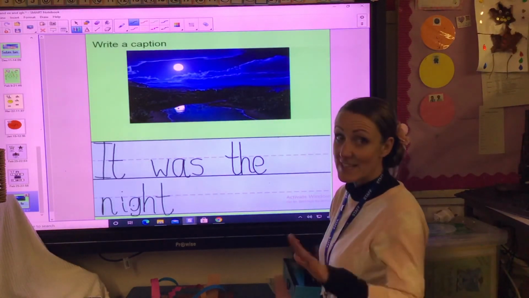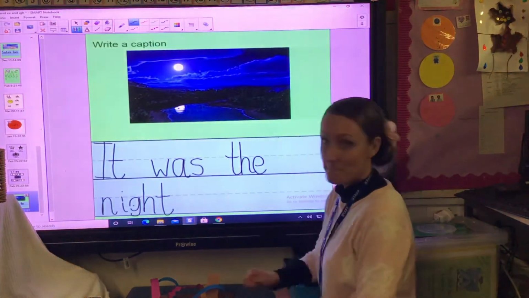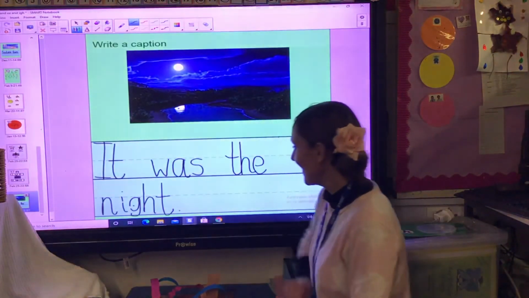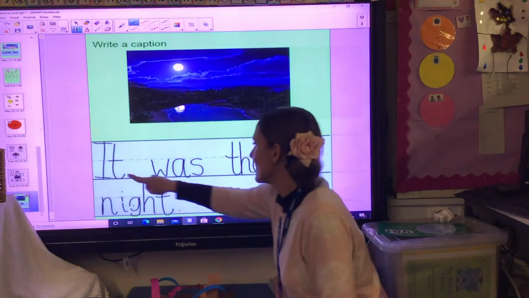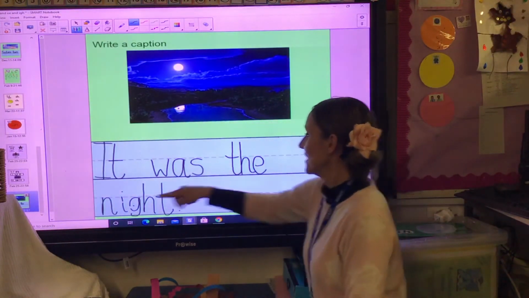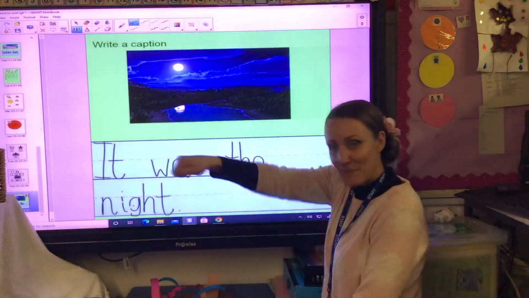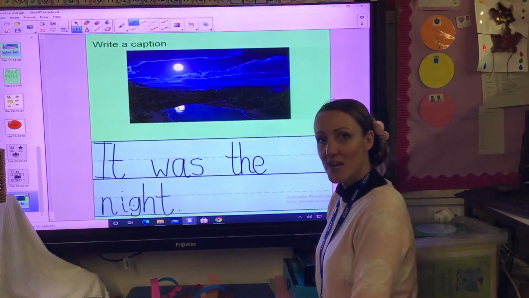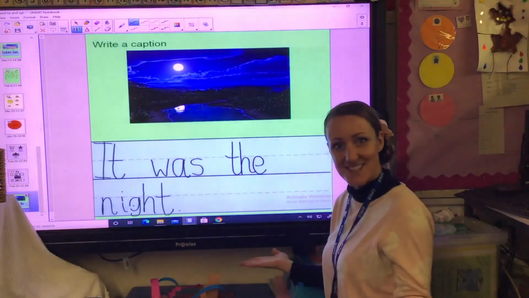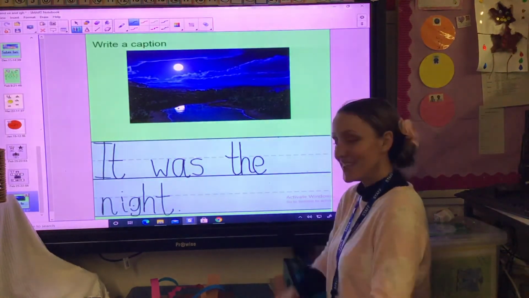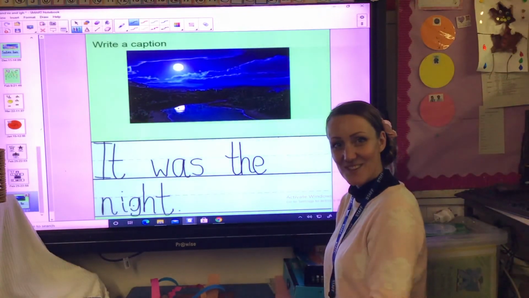And what do I need at the end of my sentence? We mustn't forget the full stop. Full stop. So let's read that together. It was the night. Full stop. And did we remember all four words? Let's check. One, two, three, four. Yes, we did it. We applied our phonics to write a sentence. Well done, everybody.